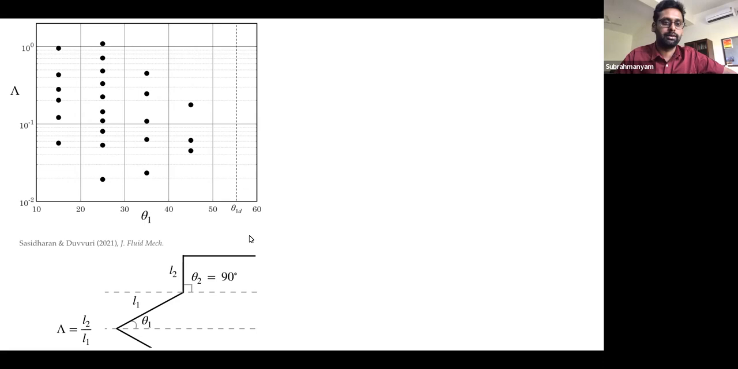In all these experiments we did high speed Schlieren and also time resolved pressure measurements. I'm only going to be showing the Schlieren data today because the pressure measurements don't give us all that much more when compared to what the Schlieren tells us.